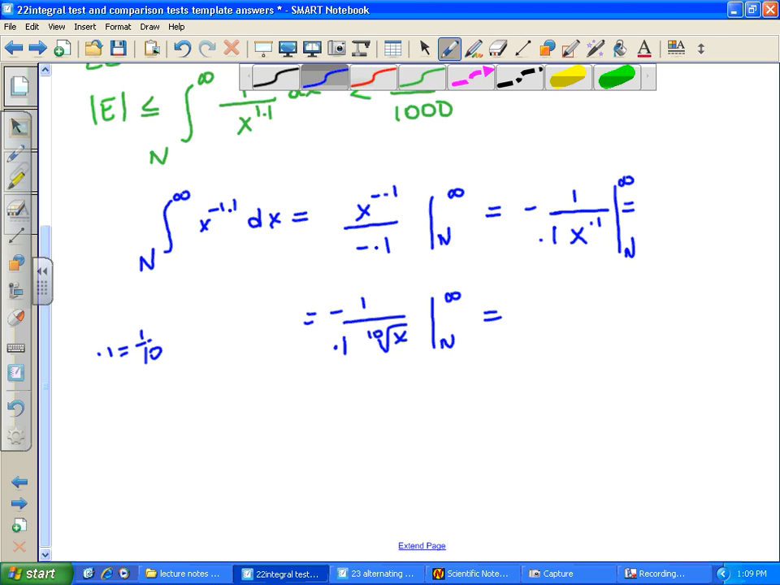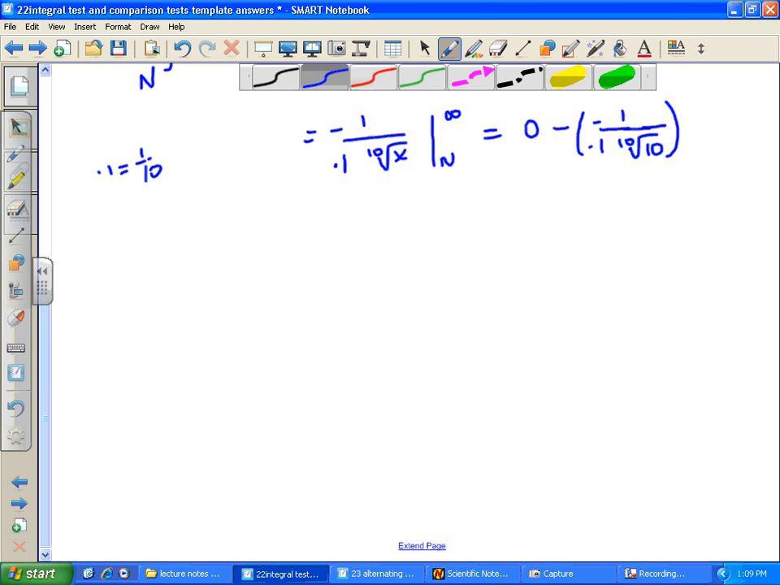Okay, what happens if you plug in infinity for x? It goes to 0, right? So the first term will be 0. When you look at the upper limit, we'll get 0 minus another negative will give me a positive ultimately. Now plug in the n. 10th root of n. So what I'm getting out of all of this is positive 1 over 0.1 times the 10th root of x.